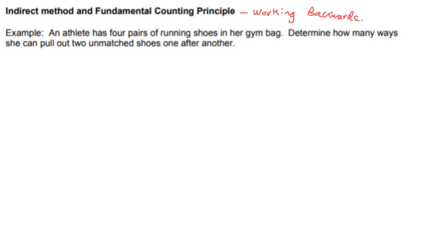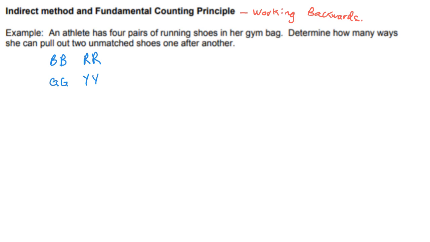Now, let's do this problem the easiest way. An athlete has 4 pairs of running shoes in her gym bag. So imagine she has 2 blue shoes, 2 red shoes, 2 green shoes, and 2 yellow shoes. Okay? Determine how many ways she can pull out 2 unmatched shoes.